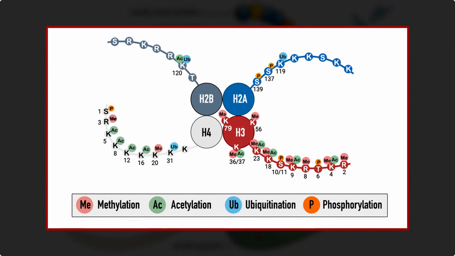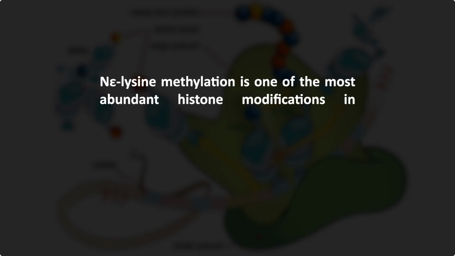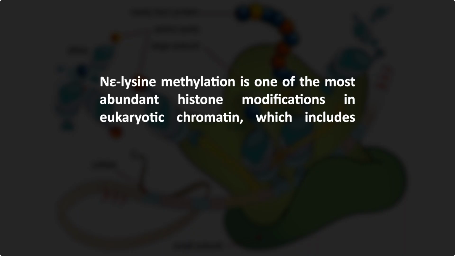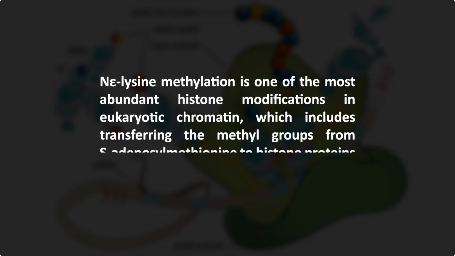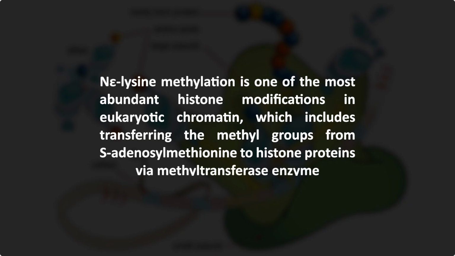One of the most biologically important roles of methylation is in histone modification. Histone proteins, after synthesis of their polypeptide chain, are methylated at lysine, arginine, histidine, alanine, and asparagine residues. An epsilon lysine methylation is one of the most abundant histone modifications in eukaryotic chromatin, which includes transferring the methyl groups from S-adenosyl methionine to histone proteins via methyltransferase enzyme. In eukaryotes, methylated arginine has been observed in histone and non-histone proteins.